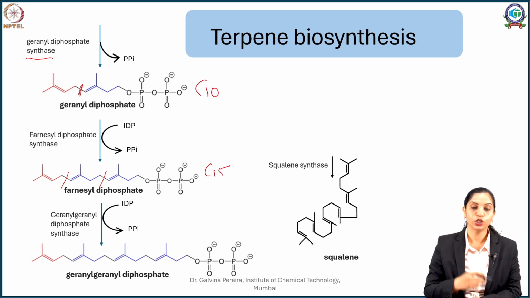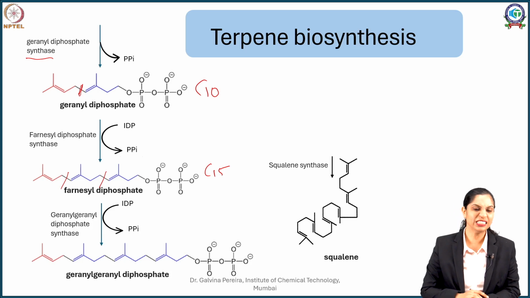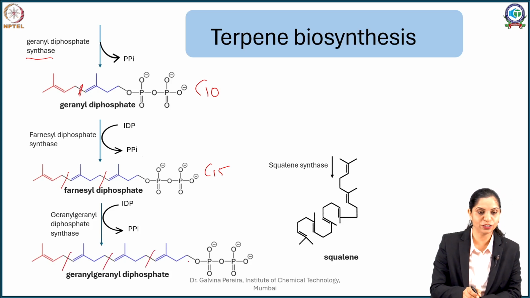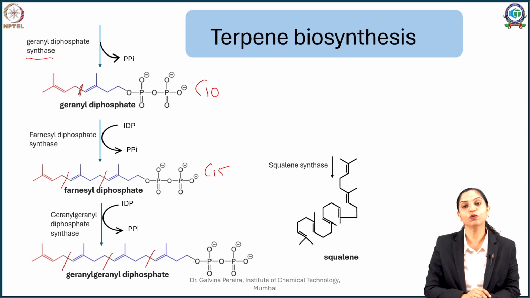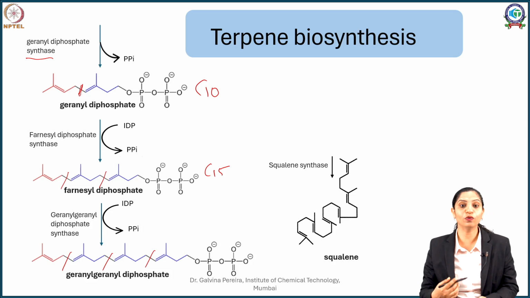Now, here you can add one more to this, and what will happen? Your C15 plus 5, you will get your C20. So, again you have your dimethyl allyl pyrophosphate, isopentyl pyrophosphate, isopentyl pyrophosphate, isopentyl pyrophosphate to give you geranyl diphosphate. Now, in some cases, these monomers may dimerize to give you adducts.